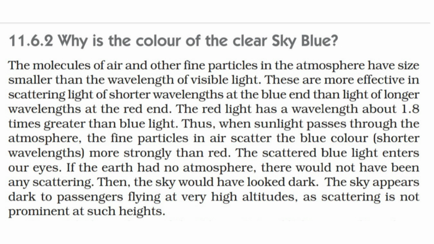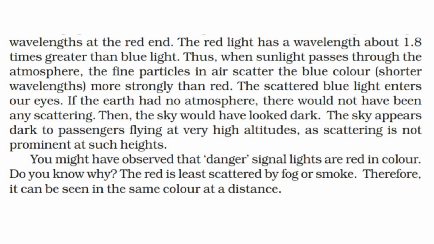So the scattered blue light enters our eye. If the earth had no atmosphere, there would not have been any scattering, and the sky would have looked dark. It looks dark because there is no scattering of light, just like at night when there is no light. When light is there, there is so much scattering, so the sky appears blue. That's why the sky appears dark to passengers flying at very high altitudes, as scattering is not prominent at such heights.